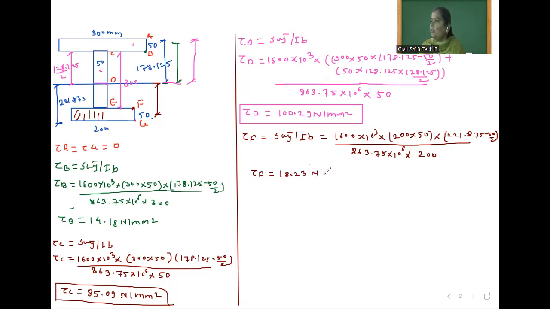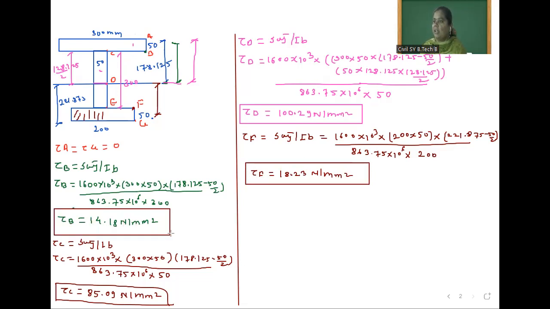18.23 Newton per mm square. And last remaining is shear stress at which point? Shear stress at E. Last we will calculate shear stress at E.